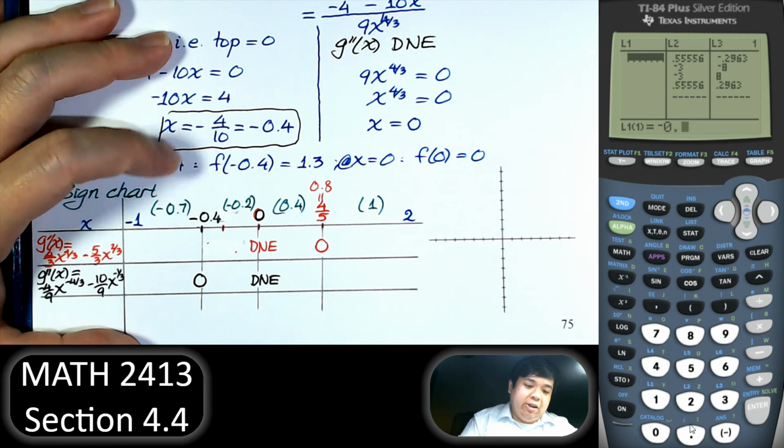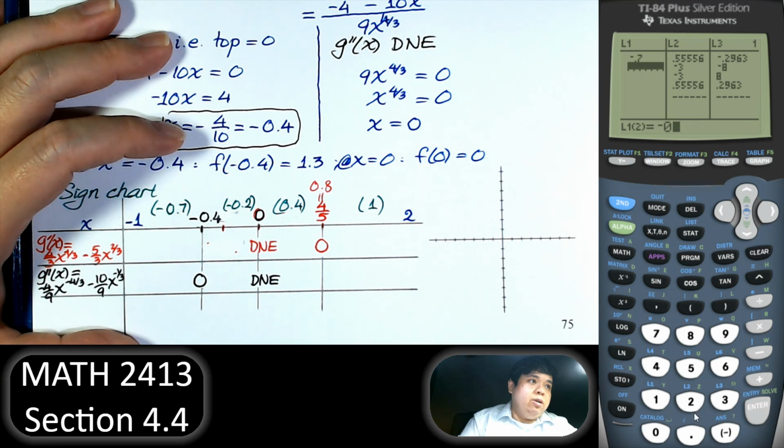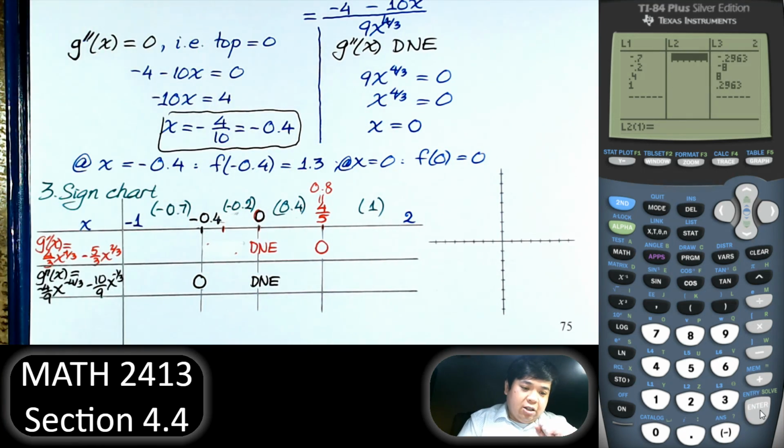Negative 0.7. Negative 0.2. 0.4. 1. Right. Go here for the first derivative, highlight that. Clear the list first. Now, enter the derivative.